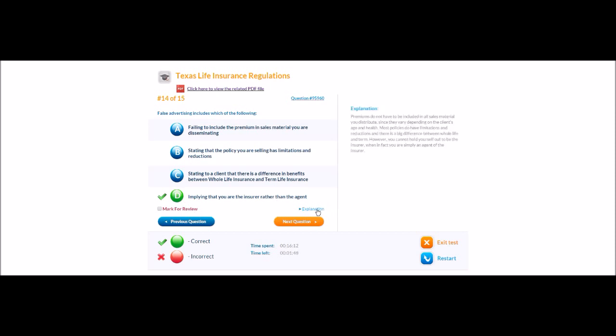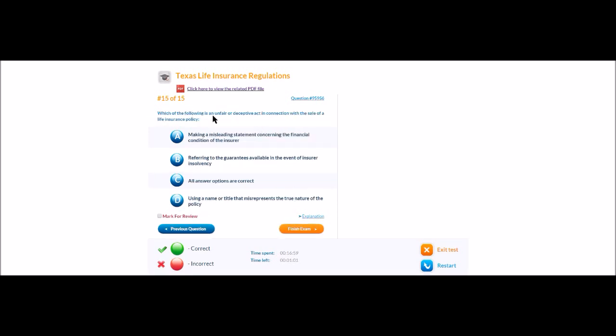Explanation. Premiums do not have to be included in all sales material you distribute, since they vary depending on the client's age and health. Most policies do have limitation and reduction, and there is a big difference between whole life and term. However, you cannot hold yourself out to be the insurer when in fact you are simply an agent of the insurer, of course. Okay. The correct answer here is implying that you are the insurer rather than the agent. Next.